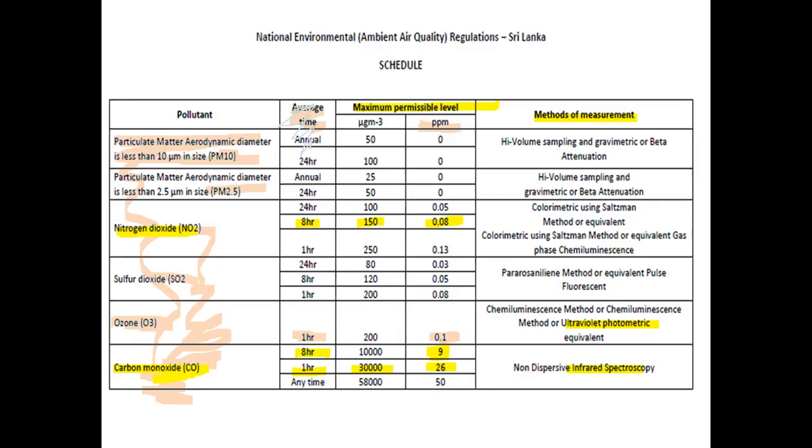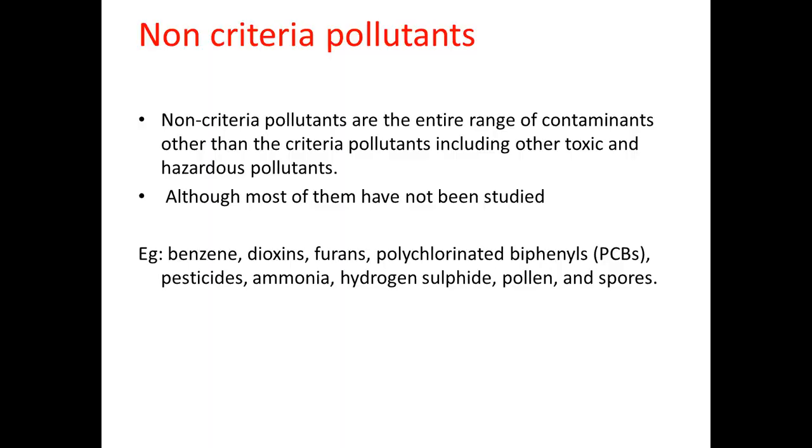Other than this, there are many types of air pollutants. There may be hydrocarbons, aldehydes, ketones, benzenes, then SO3, H2S. Those are the non-criteria pollutants. Those are not available in the standards, and they are toxic and also hazardous. Non-criteria pollutants are also toxic and hazardous, and the concentration of most of them has not been studied. So here are some examples. And some non-criteria pollutants are available in trace amounts.